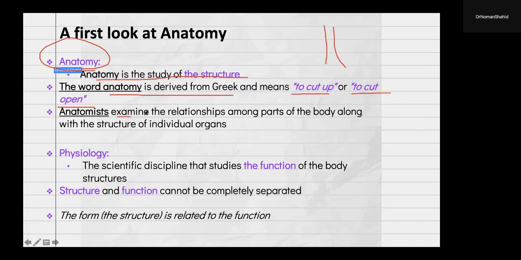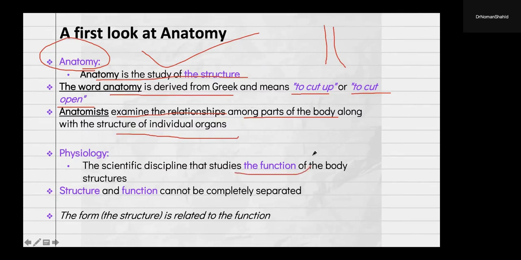And the anatomists examine the relationship among parts of the body, how different parts of the body work together, how we use all the fingers to close our hand, how we use our feet to move forward. So anatomists study all the parts and the relationship of the parts, how they work together, and how the individual organs work together.